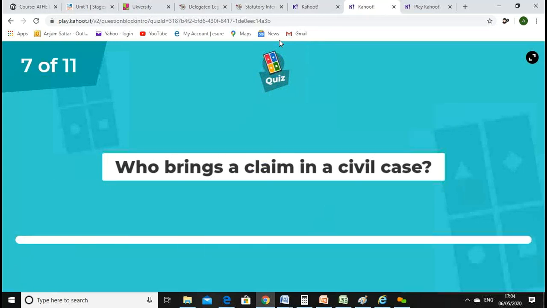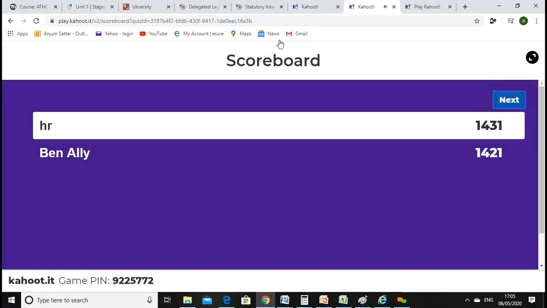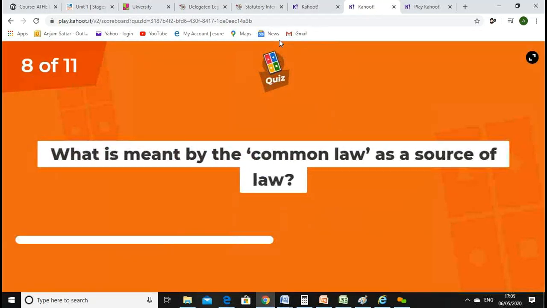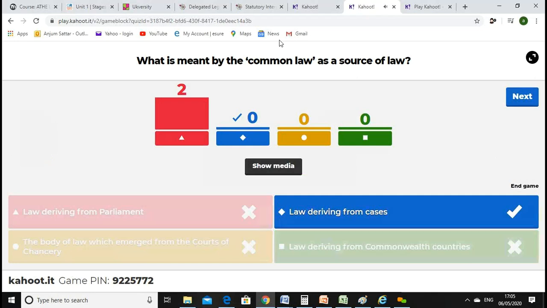Who brings the claim in a civil case? In a civil case, what do we call them? A claimant. Well done, great. Next, what is meant by common law? Is it law deriving from parliament, or a body of law which has emerged from the courts, deriving from cases? Yes, well done. It is law from the cases, that's called case law, common law.